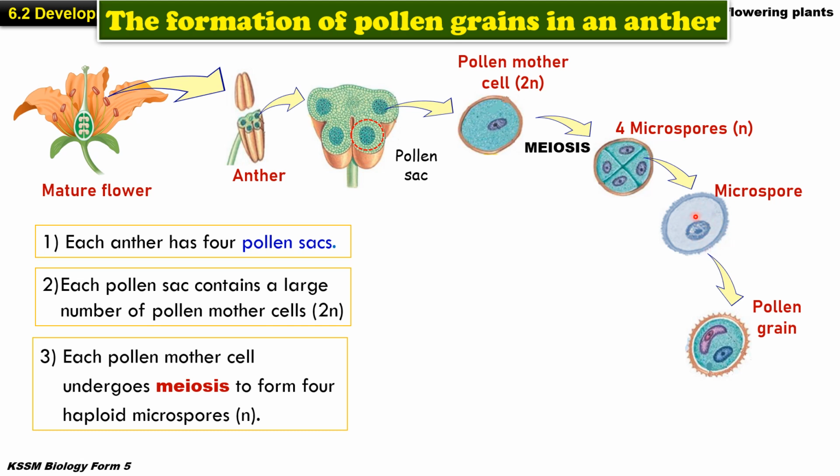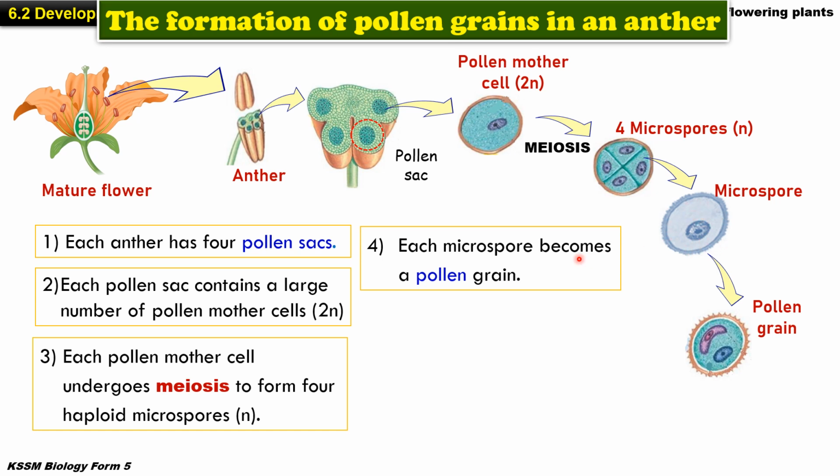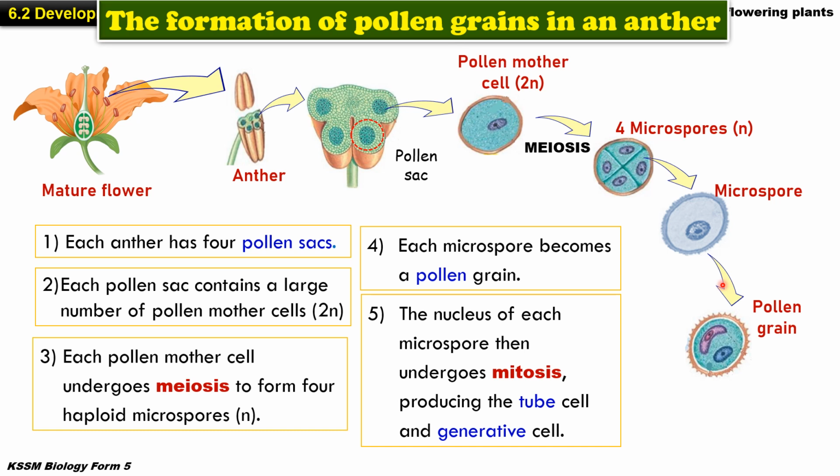Okay. Setelah itu, what next? Each, okay. Let's say kita ambil satu. Each microspore, dia akan jadi apa? Awak tengok. Each microspore ni will become pollen grain. Melalui what process? Okay, microspore ni ada satu nucleus. So, the nucleus of microspore undergo mitosis. So, kalau mitosis dia jadi berapa? So, dia akan jadi 2. So, it will become 2 nucleus. Okay, so these 2 nucleus kita panggil sebagai, one of it is a tube cell and one of it is generative cell.